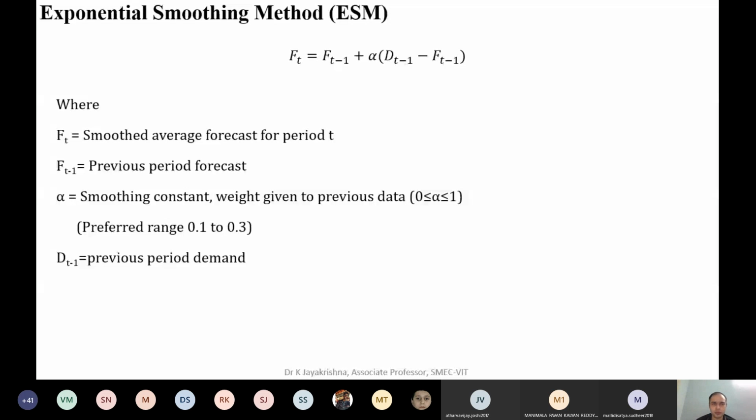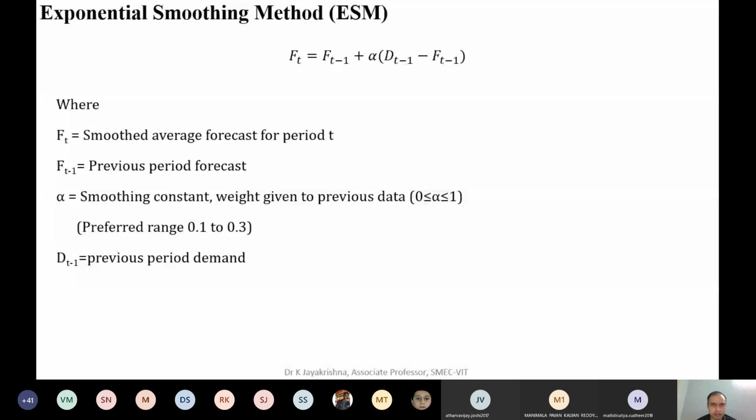The exponential smoothing formula is Ft = Ft-1 + alpha × (Dt-1 − Ft-1). Please note down this formula. That is the forecasted demand for the previous month plus alpha times the actual demand for the previous month minus the forecasted demand for the previous month. That is the exponential smoothing formula. It is the same formula you know to calculate the error in forecasting; the same formula we are using here.